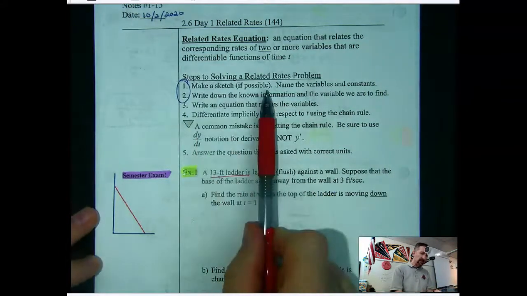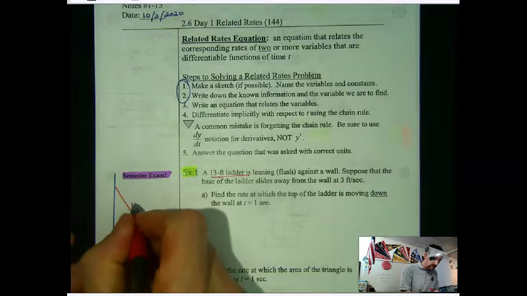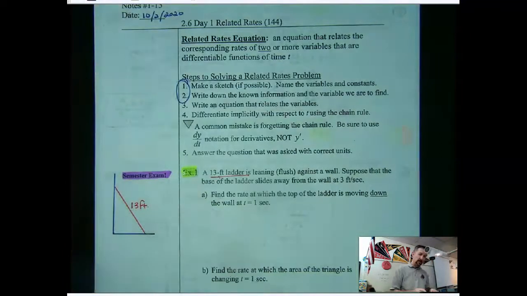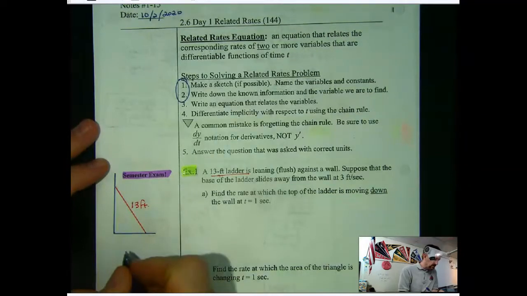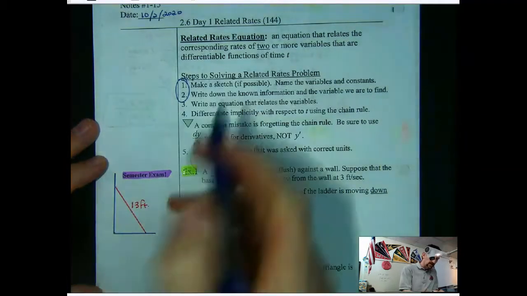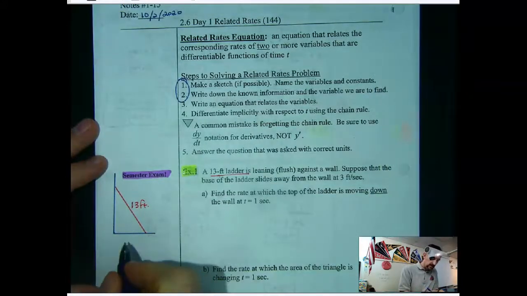So make a sketch if possible. Name the variables and constants. So the ladder is 13 feet. So put that on there. And the ladder is sliding away from the wall at 3 feet per second. So that's a rate. These are called related rates because there's more than one rate in the equation with respect to t.